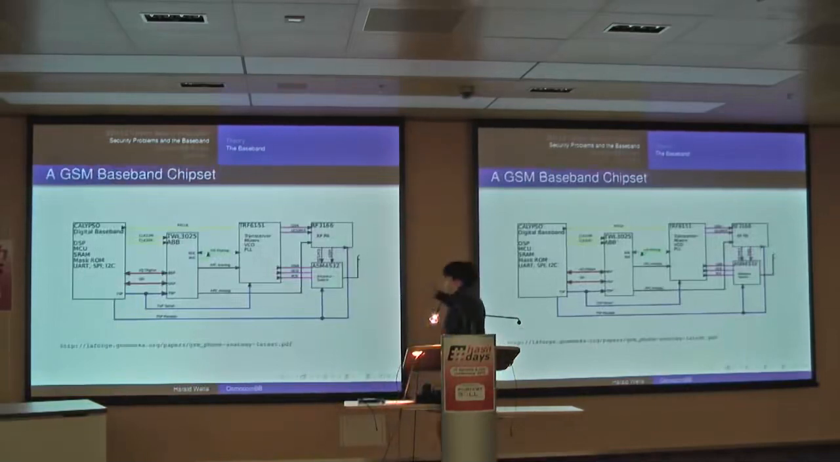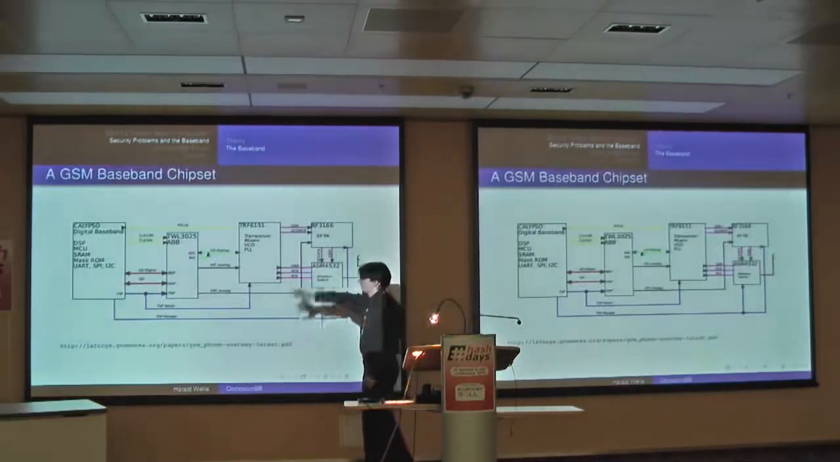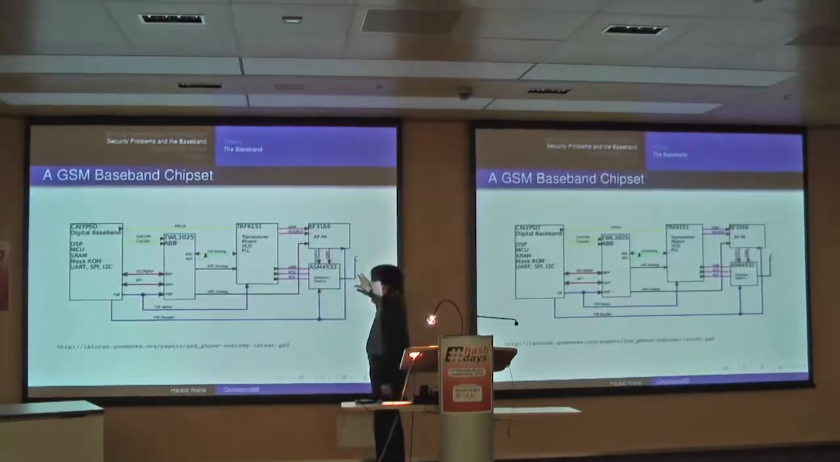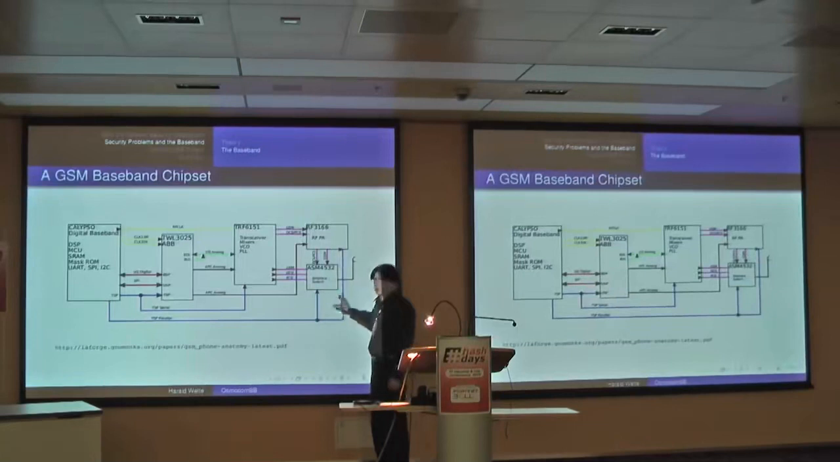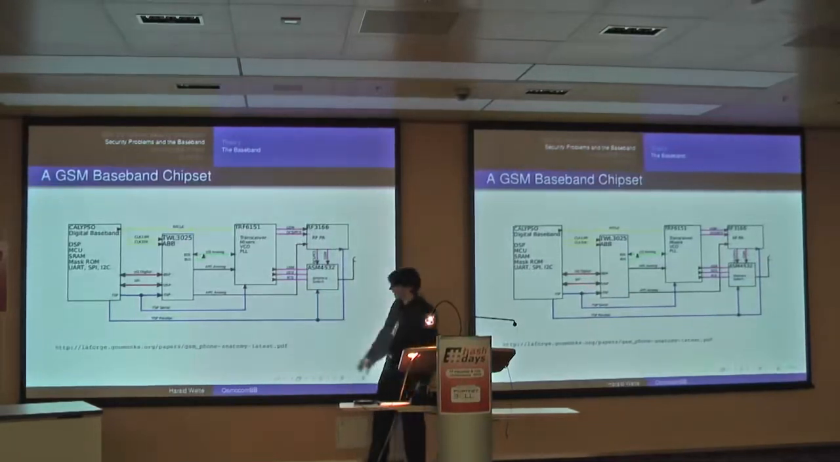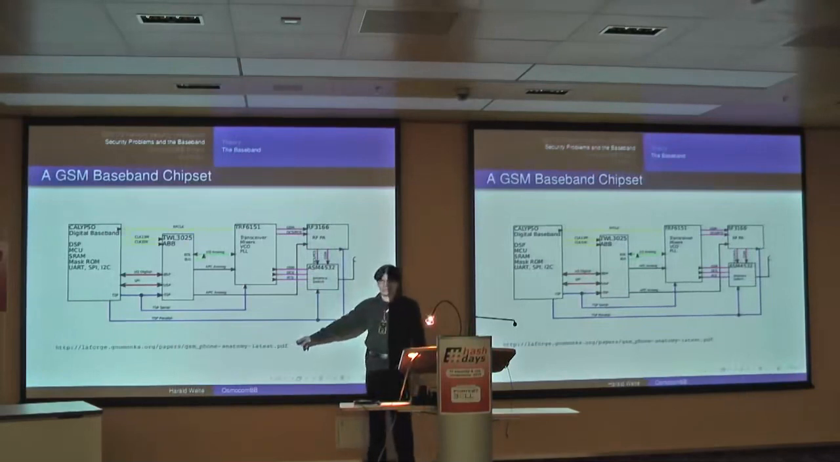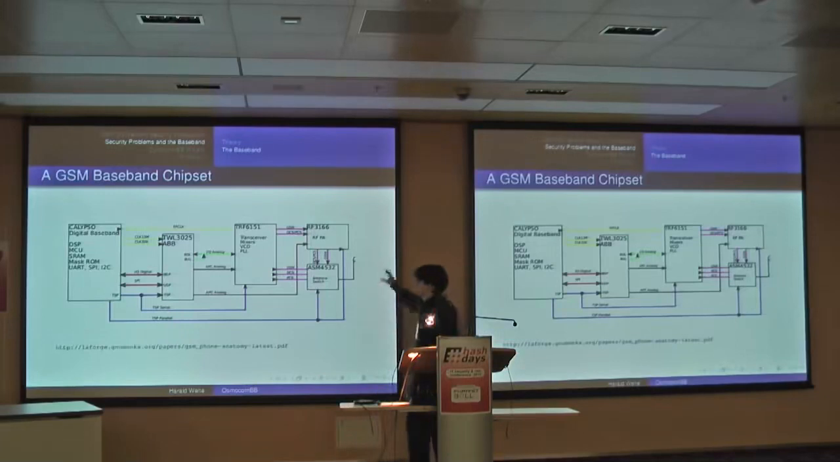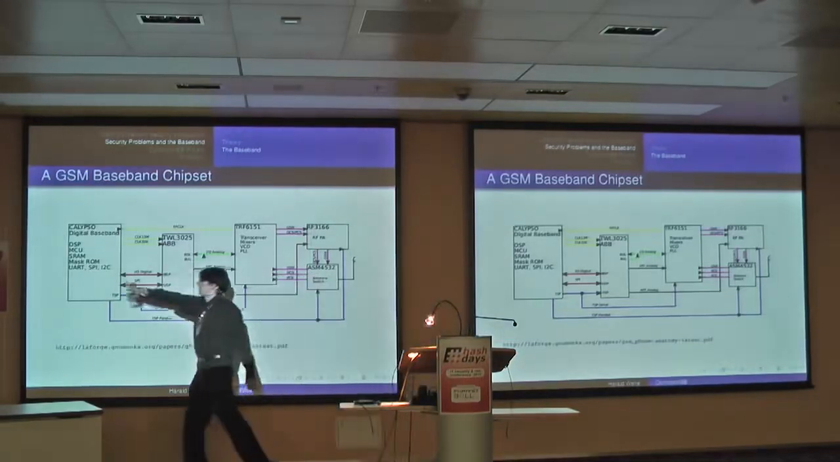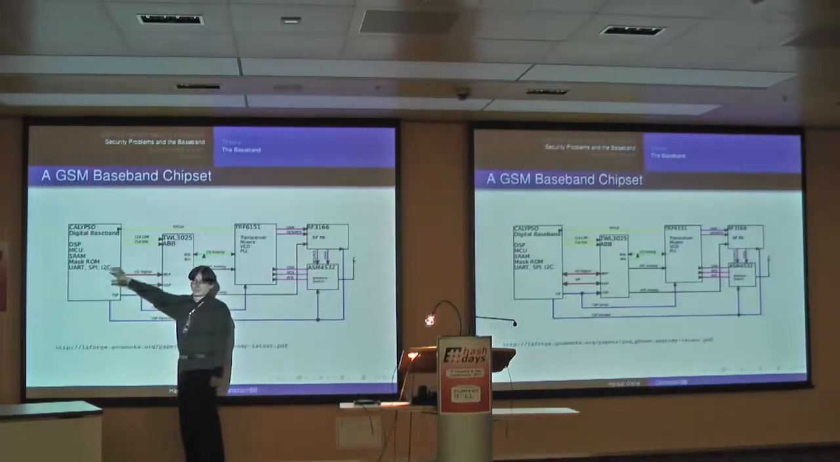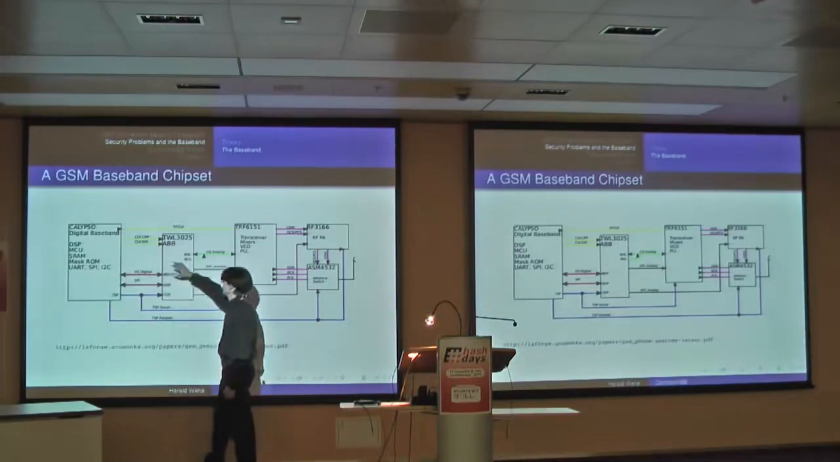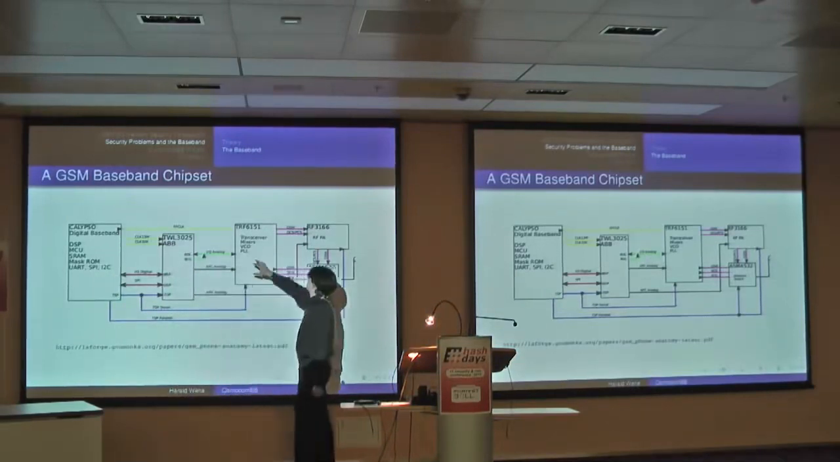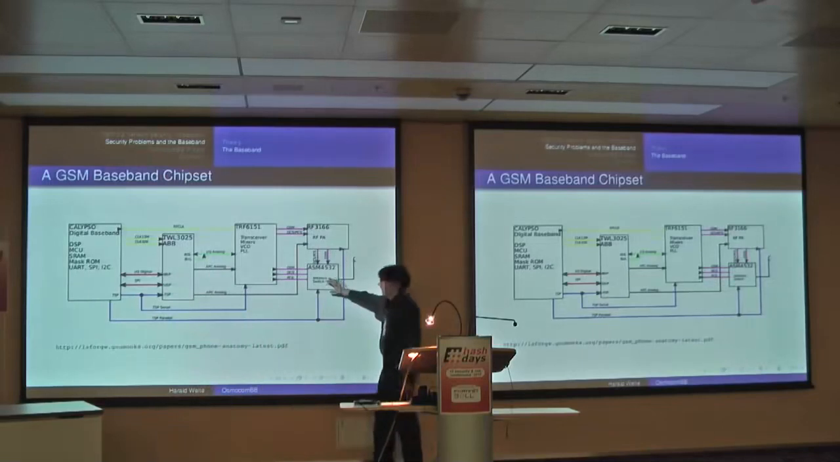The chipset itself looks a bit like this, and this is one particular example from Texas Instruments. About any GSM baseband chipset in a GSM phone looks like this. 3G looks slightly different. Not going to go into the details here. If you want to read more, I've written a paper on this subject. It's linked on the slide. You can check that out. Well, we have the digital baseband processor over here. This contains the ARM7. This contains the DSP. We have an analog baseband here, an RF transceiver, an RF power amplifier, and antenna switch.